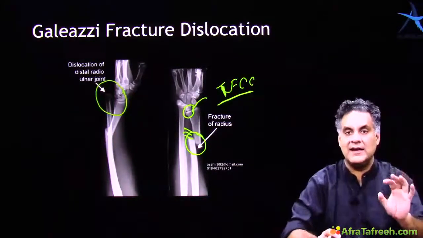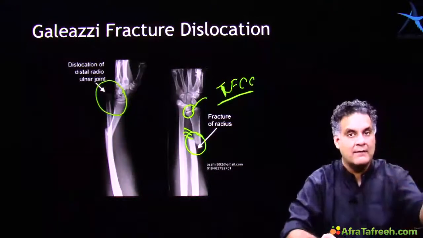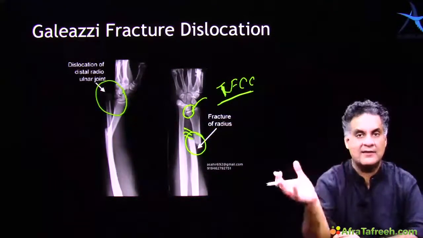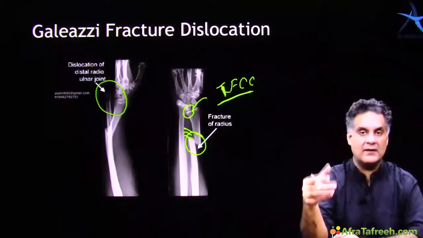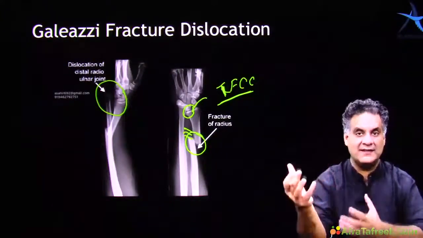Four things are there in Galeazzi, and Galeazzi is 3 times more common than Monteggia, and Galeazzi was a brilliant scientist who described that Galeazzi fractures have to be operated. That is why it was called as a fracture of necessity.